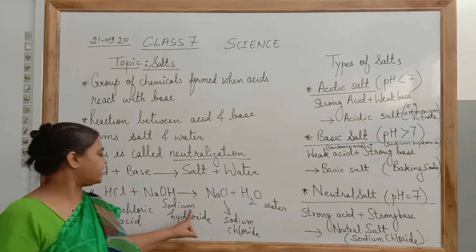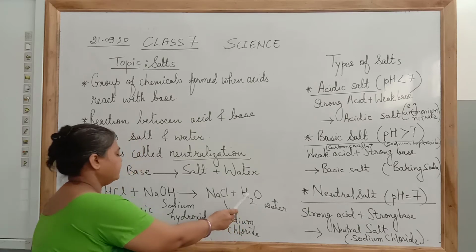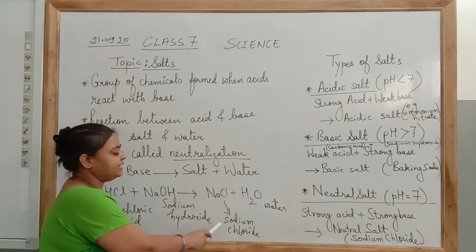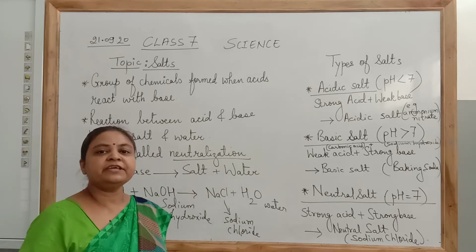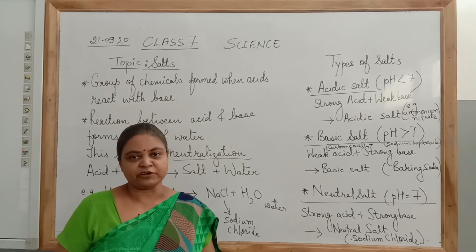Hydrochloric acid reacts with sodium hydroxide to produce sodium chloride and water. Different acids react with different bases to form different salts.